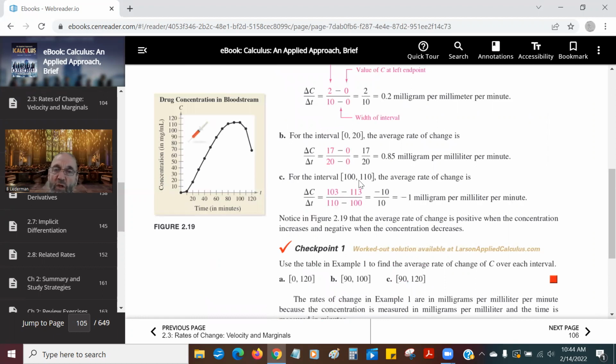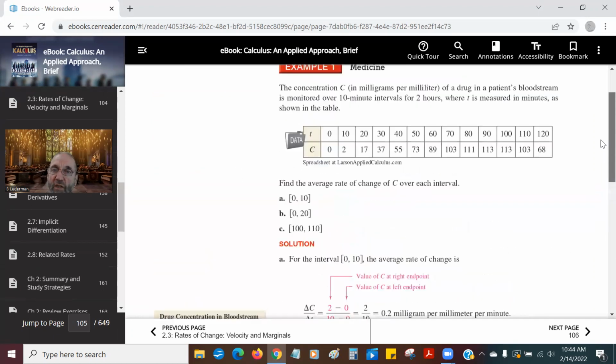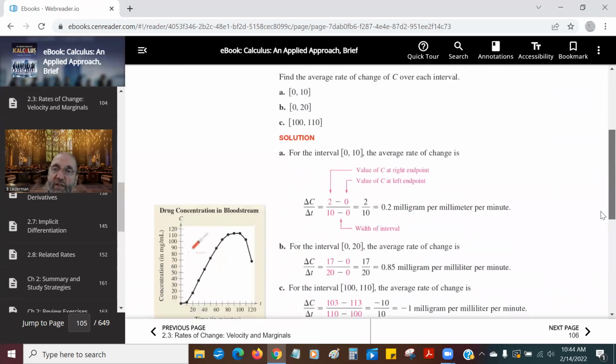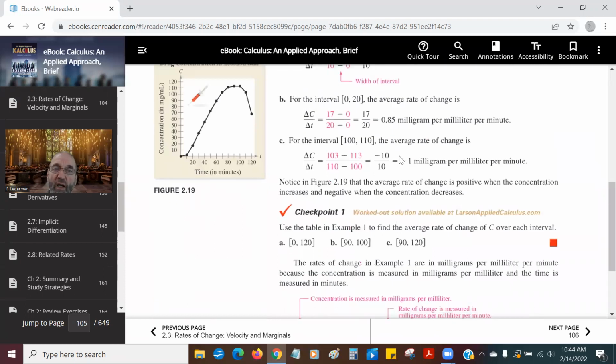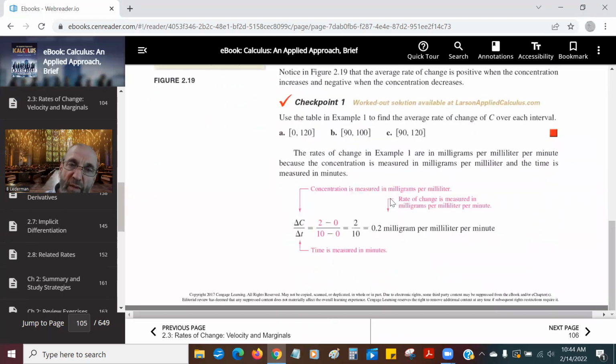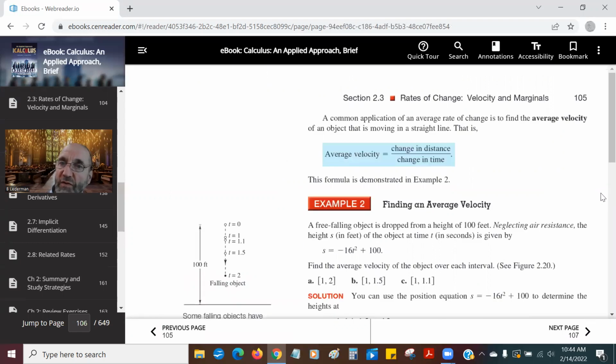And between 100 and 110, again, we just go to the table. That's 103 minus 113 over 110 minus 100. Notice it's going to be negative. That's okay. It means it's getting less concentrated at that point. Now, why is it positive at certain points, negative at certain points? Ask a doctor. What do I know? I don't know science. I guess it's becoming less concentrated in the bloodstream or something. Maybe it wears off after a while. That's all it is, just changing y over changing x.